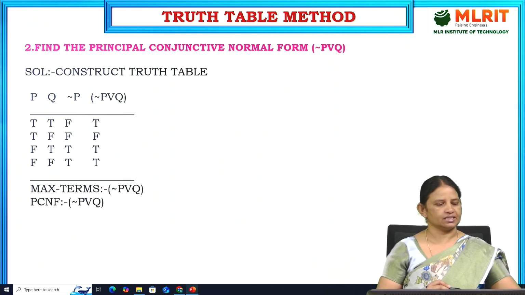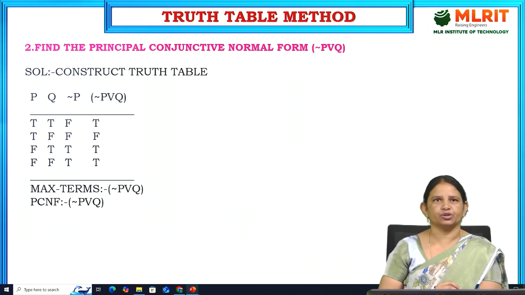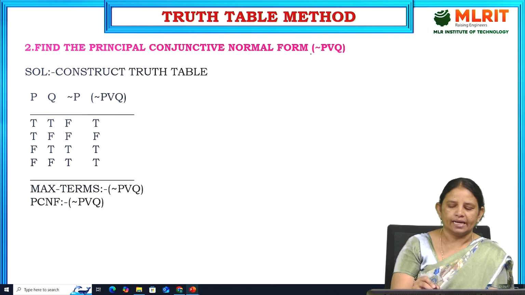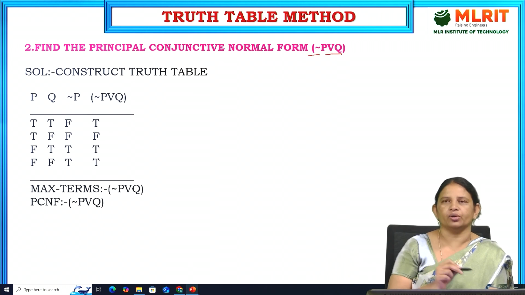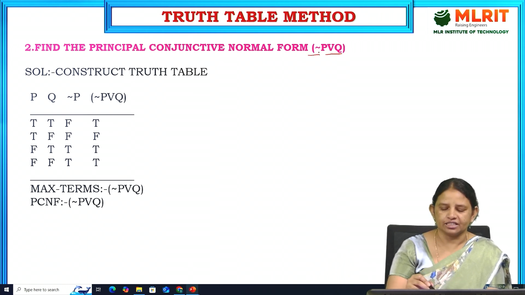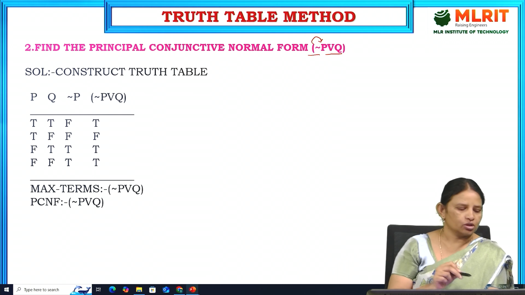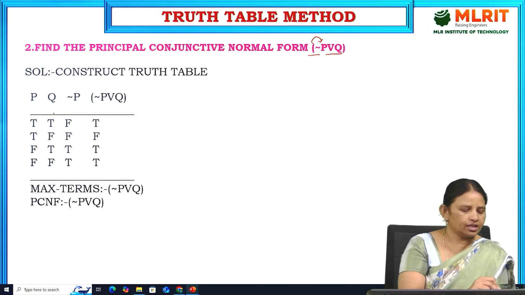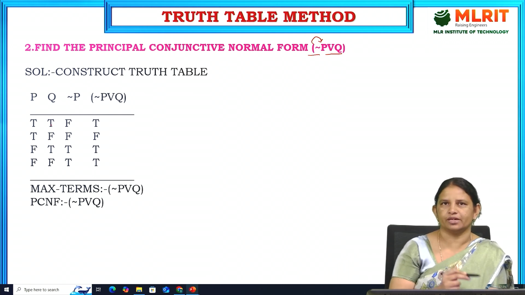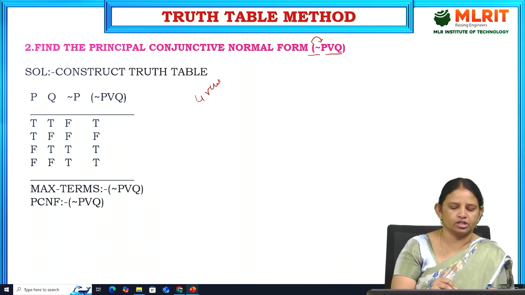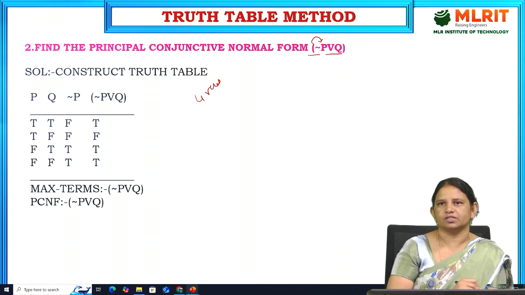Consider the second example. Find the principal conjunctive normal form for the statement negation P or Q. Please observe that the negation is applied only to P, not to the entire statement. Only for P we are going to apply the negation. So first construct P and then Q. Total 4 rows, because the statement consists of 2 variables. So total 4 rows are present in the truth table.